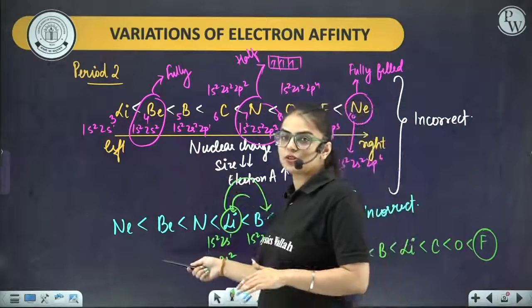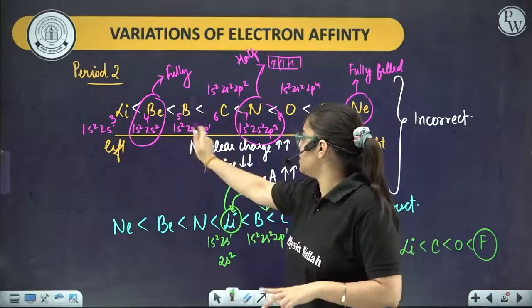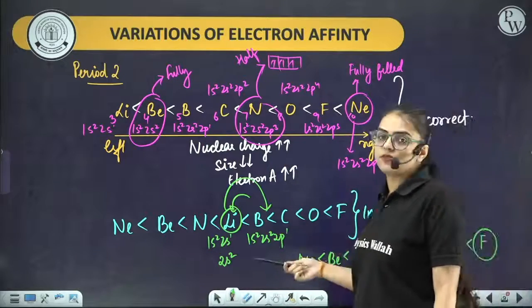Then it will be beryllium because it is 1s2, 2s2. 2s2 is filled. Then comes nitrogen, half filled. Then the same order: lithium, boron, carbon, oxygen, fluorine. But you are adding one electron. This is the order for electron affinity. You are adding one electron.